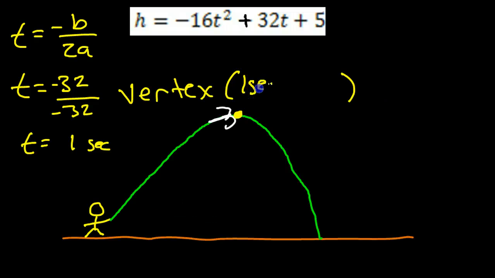So 1 second. Now I need to know the y value that goes with it, the height. You can get that by plugging in 1 for t. You can either do it manually or on your calculator, but either way we're putting in 1 for t.